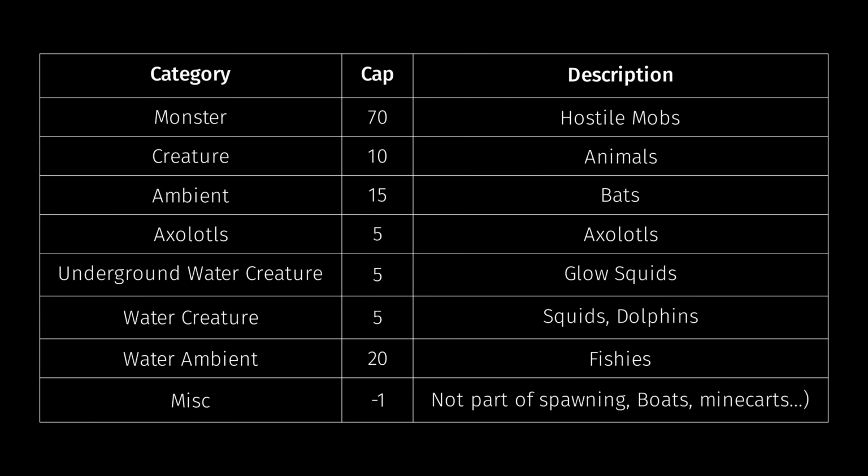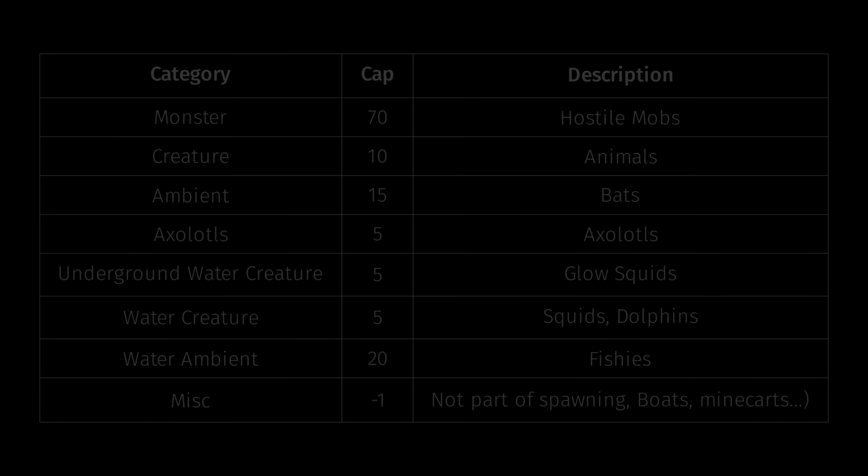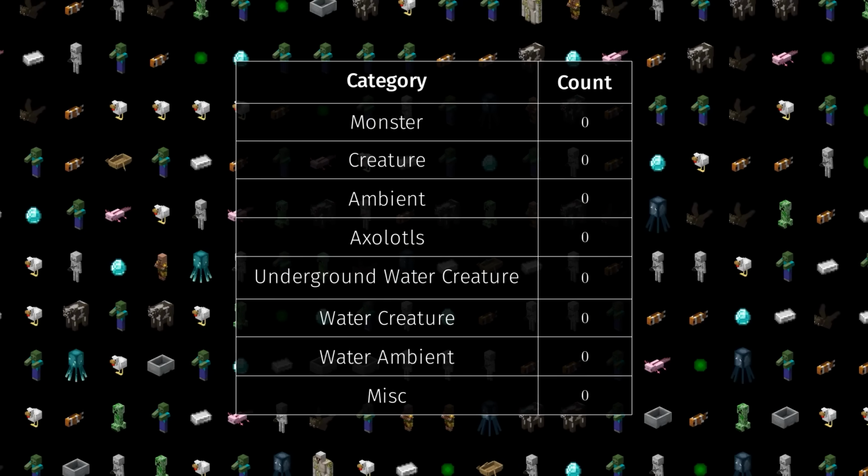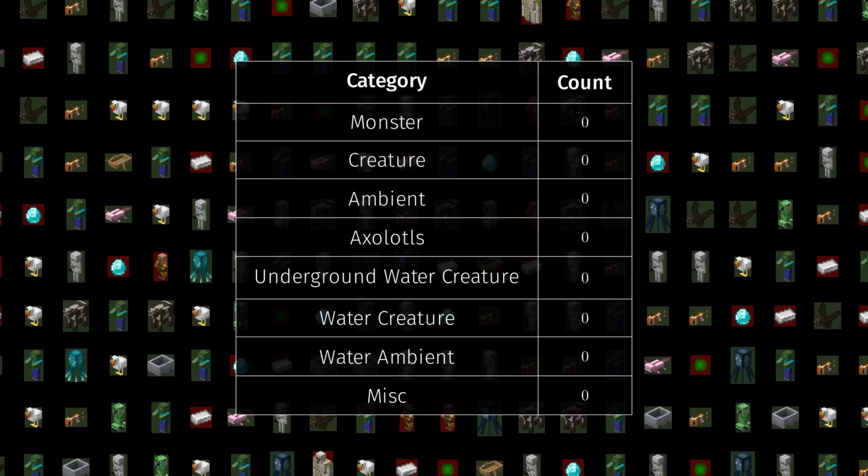Each of these are independent and evaluated separately each spawning cycle. The workflow is like this. The algorithm identifies every loaded entity in the game. Then it looks at every entity in that list and determines if it should be counted towards the mob cap. And if this is true, it increases its spawn group's mob cap count. If the mob cap for a spawn group is exceeded, the game will stop spawning mobs for that category.